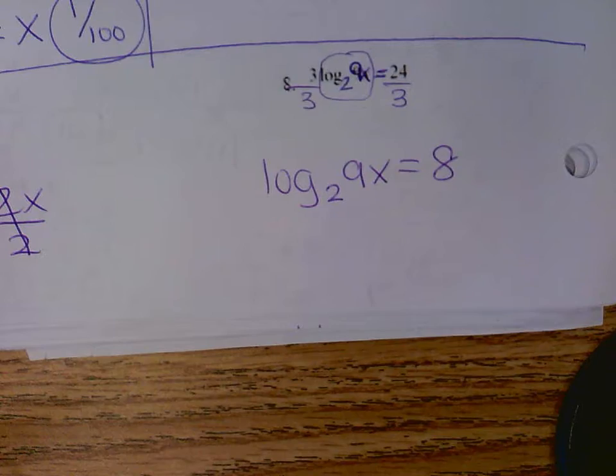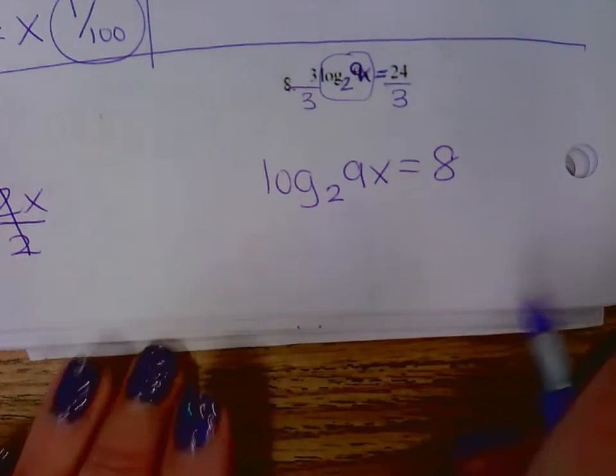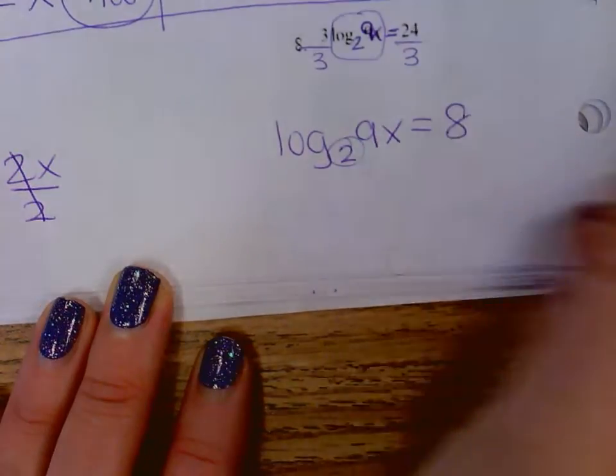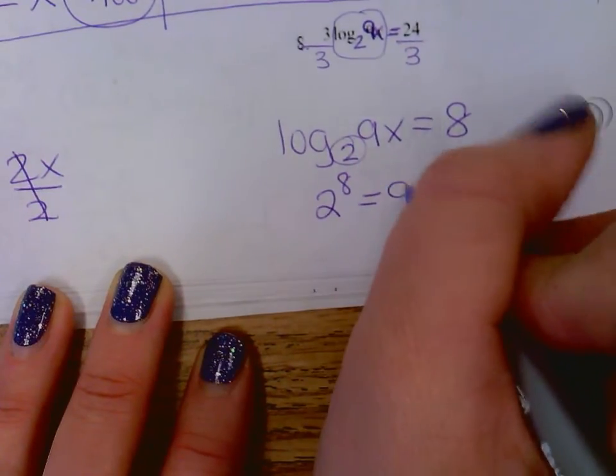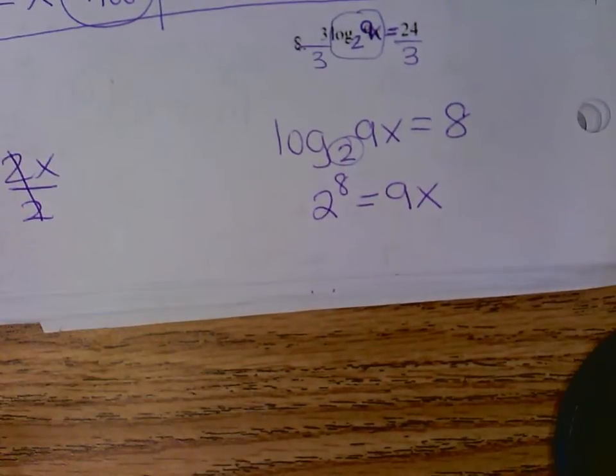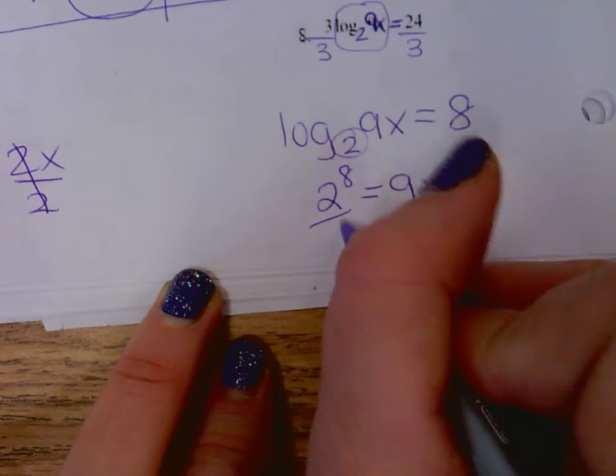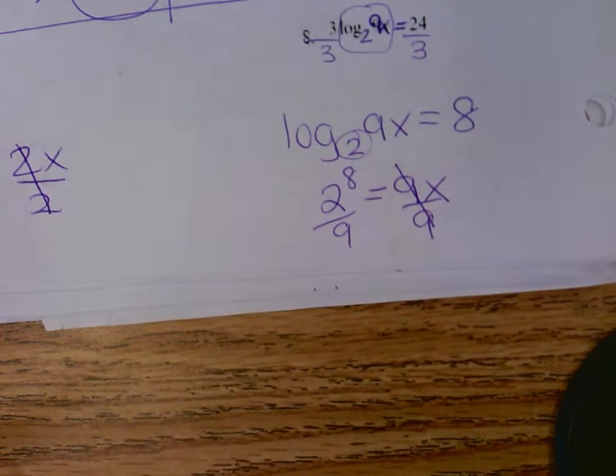So what's the base of my exponent? Base is going to be 2 raised to the 8th power. You might need a calculator for that. Equals 9x. So you're going to do 2 to the 8th, and then just divide your answer by 9 at the end to get x by itself.